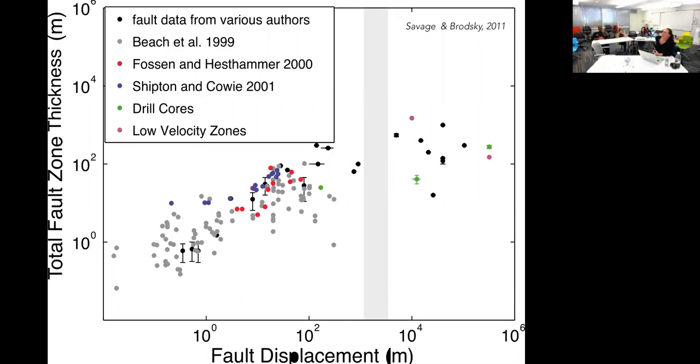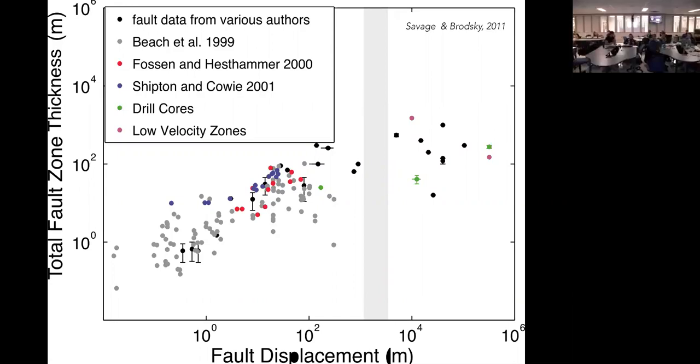And the Moine thrust in Scotland also has the hanging wall. The stratigraphy is preserved. The fossils are happy, and there's no damage yet. There's 100 kilometers of slip.